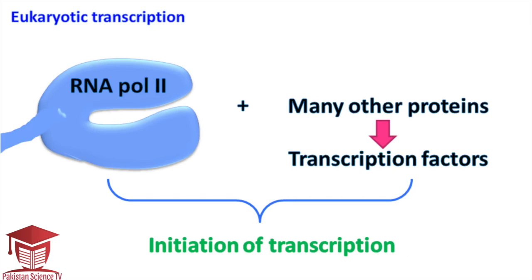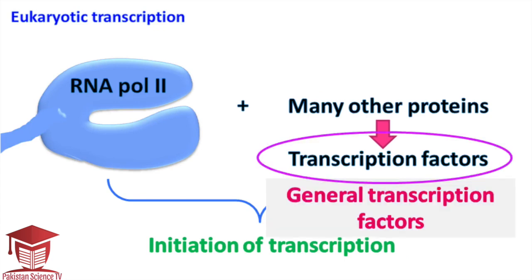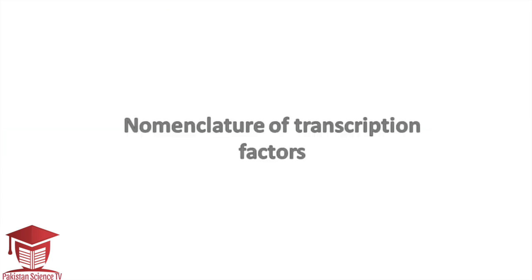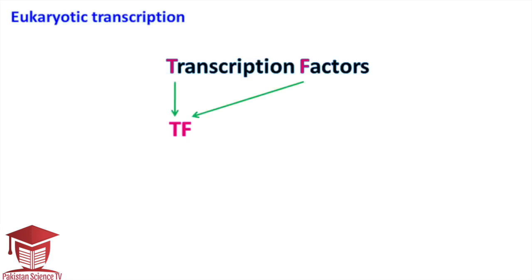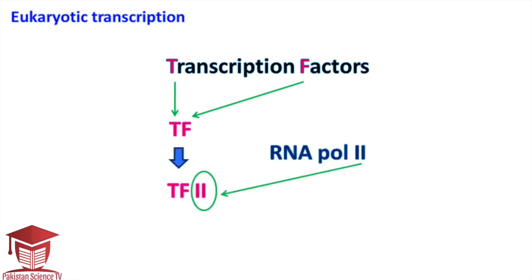The transcription factors are also known as general transcription factors. Let's see how the transcription factors are designated. The initial two letters are written as TF, which stands for transcription factor. The 2 indicates that it's a transcription factor for RNA polymerase II. The letter next to 2 can be A, B, D, E, F, and H depending on the function of the transcription factor.